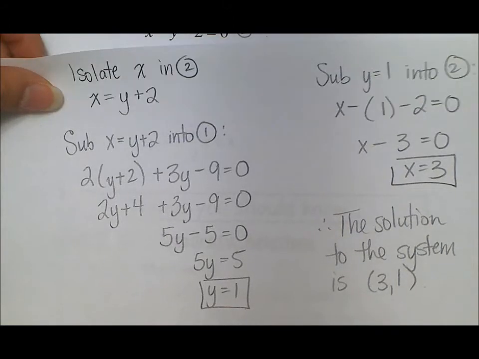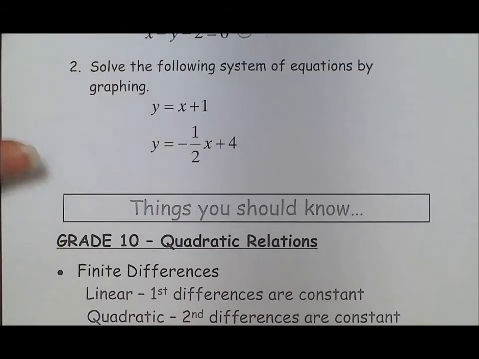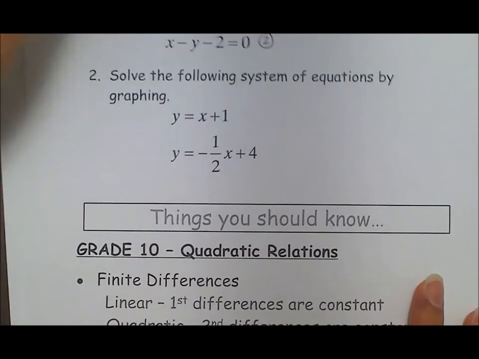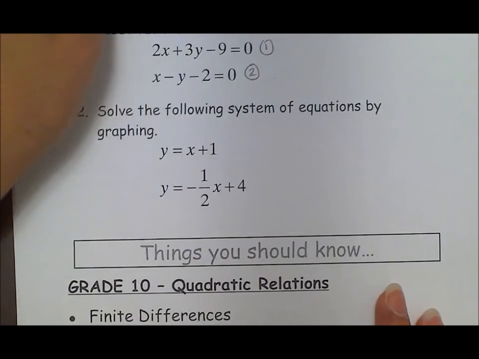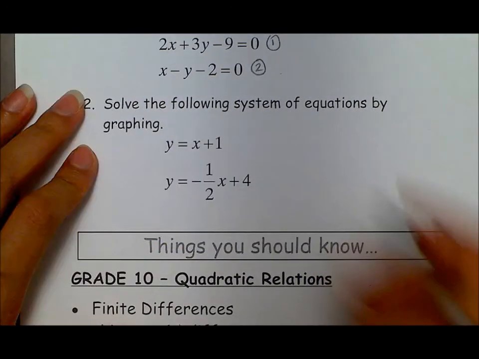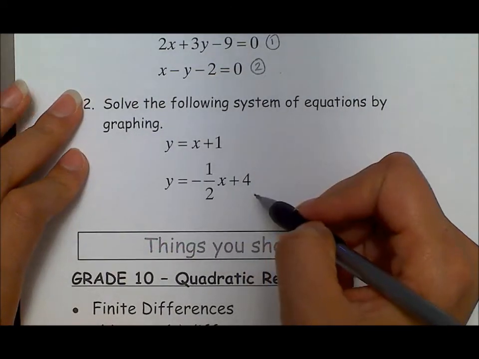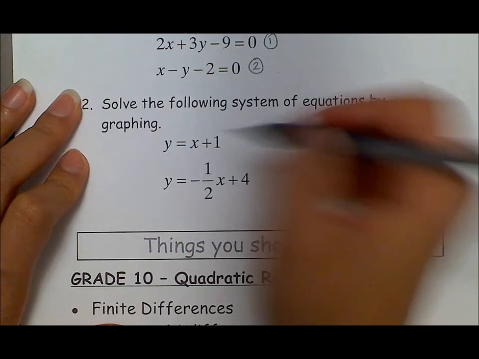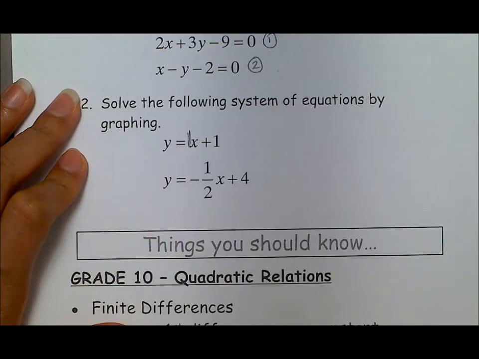Okay, the second question asks us to solve the following system of equations by graphing. And so we need to graph both of these. You'll notice they're both linear equations. You'll also notice that they're in slope y-intercept form. So you should be able to figure out the slope and the y-intercept of each of these equations.